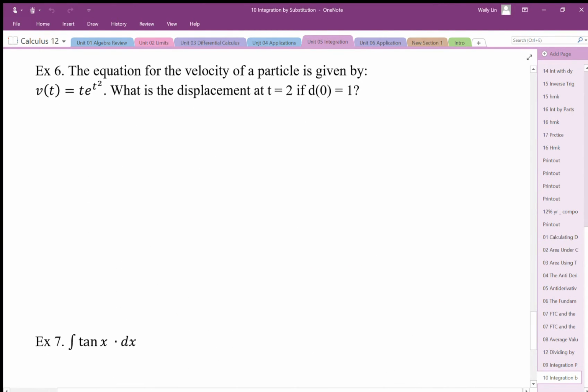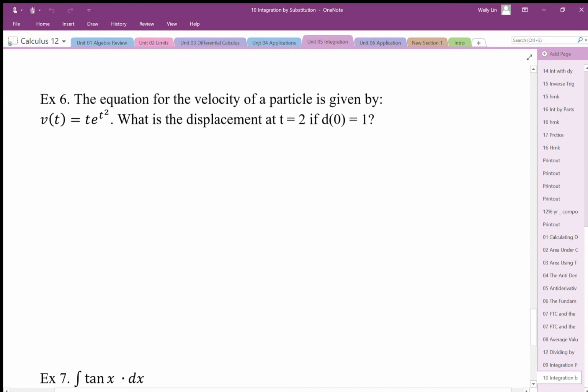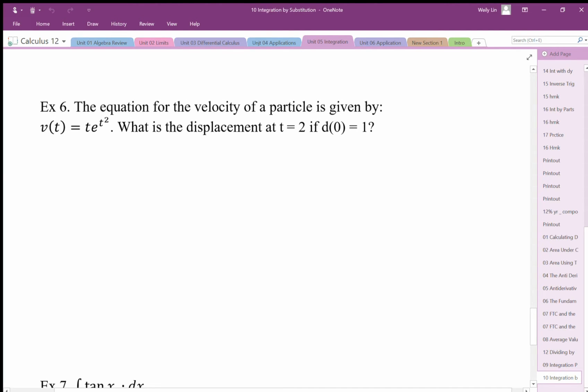Okay, so we're continuing on with this, and we're looking at this idea of velocity, and the area under the velocity function is a displacement. So the question is giving me the velocity function, and I want to know the displacement at t equals 2. And you're given the initial condition that at time equals 0, the distance is 1, or the displacement is 1.